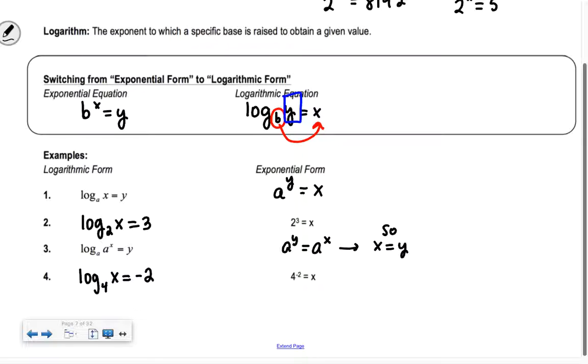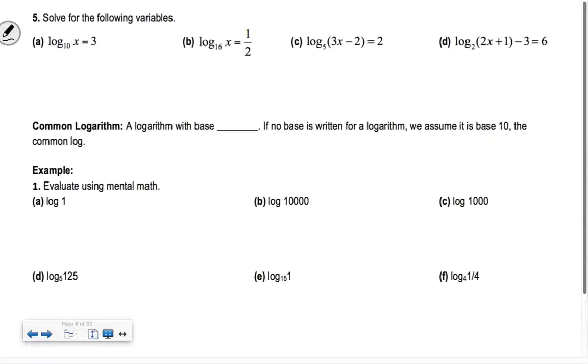Do you guys see it? So 4 raised to the negative 2 is what gives us the x. Okay, so we think we can handle that, switching things around? All right, so number 5 says, well, let's solve for variables. So, 2 minutes ago, you guys had no idea how to solve a logarithmic equation. You've seen that log button on your calculator, but you don't really know what that log button means. Now we can solve this.